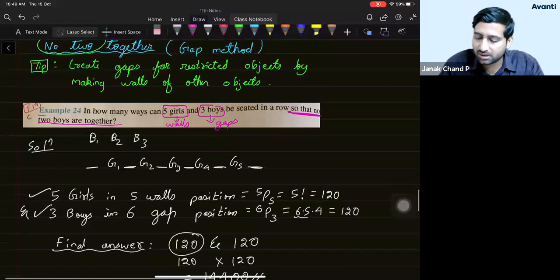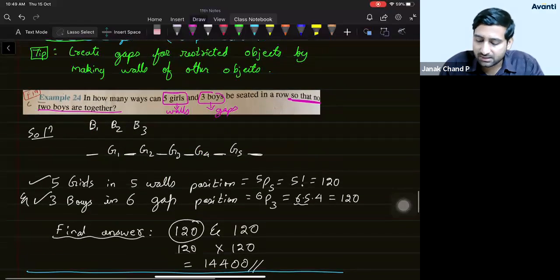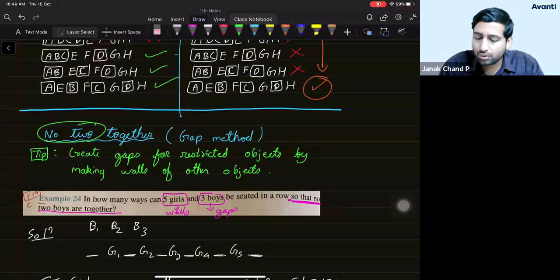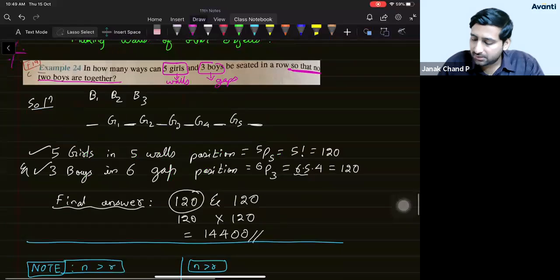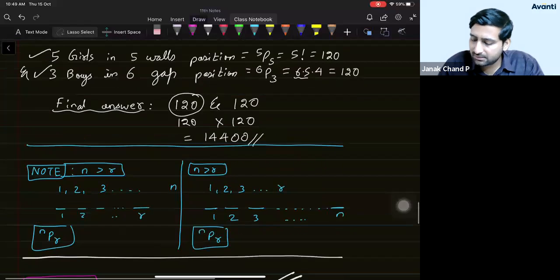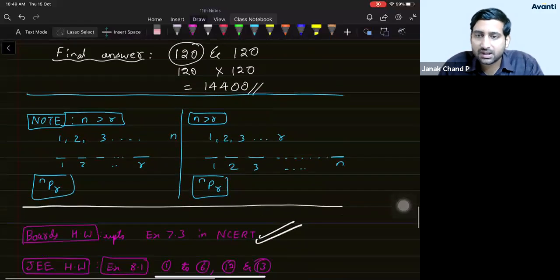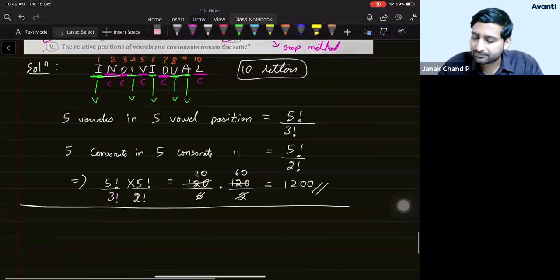This is a very important type of question, right? The gap method or no two together. This is a very important type. Okay, so that's it, students. That is what we have done in the last class. Then we solved one question of JEE. So this is all about permutation.